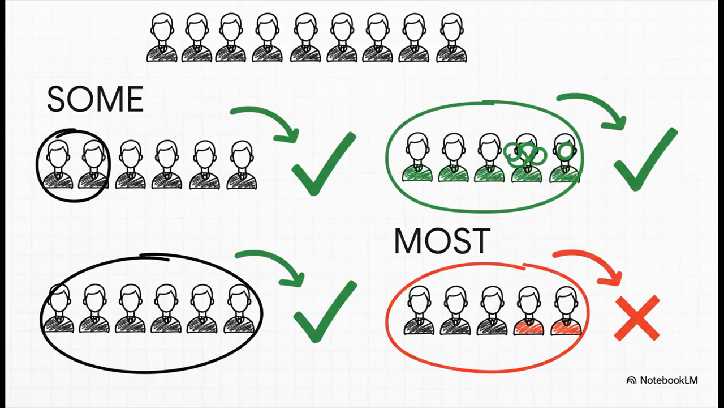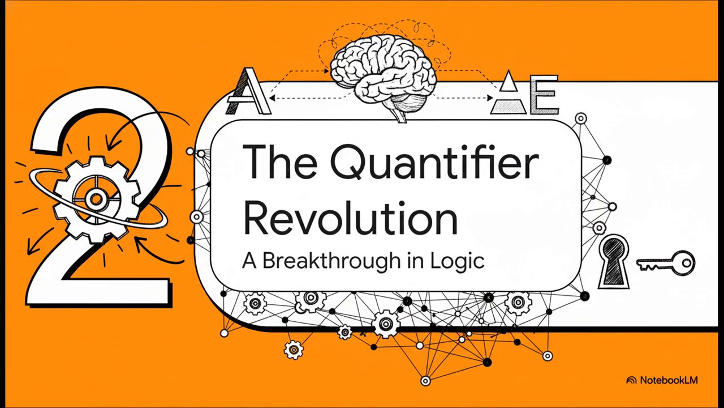And here's the problem with that limited toolkit. It just can't handle the nuance of how we reason. I mean, saying some students passed is true if just one passed, or if every single one of them passed. But most students passed, well, that means something completely different, and classical logic just had no way to get its hands around that. But then, in the 20th century, something clicked. A total revolution in thinking came along that completely changed how we analyze the logic of language. It gave us all the tools we were missing. And this wasn't just about grammar. It was like opening a new window into the very architecture of human reason.